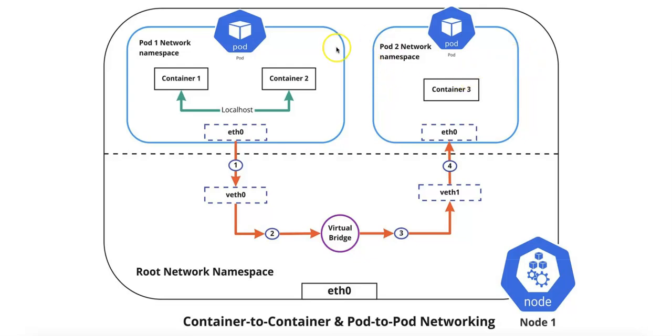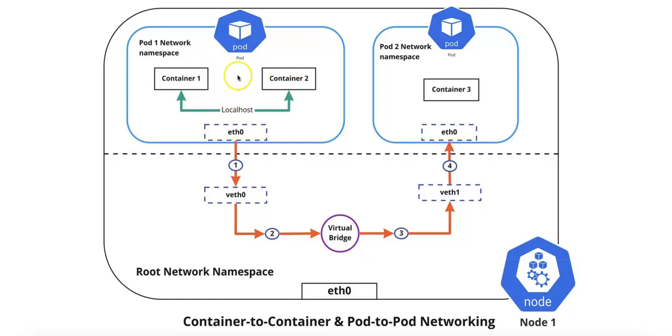This enables pods on the same node to communicate as though they are on the same physical network, even though they operate in isolated network namespaces. The traffic flow through the virtual bridge can be explained in more detail. So step 1 would be traffic initiation.